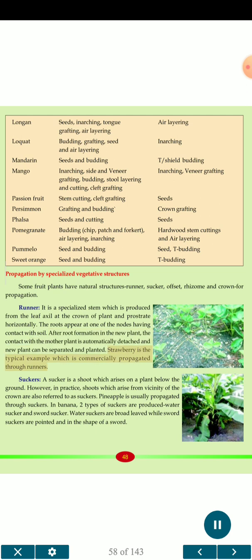Strawberry is the typical example which is commercially propagated through runners. Suckers: a sucker is a shoot which arises on a plant below the ground. However, in practice, shoots which arise from the vicinity of the crown are also referred to as suckers. Pineapple is usually propagated through suckers.